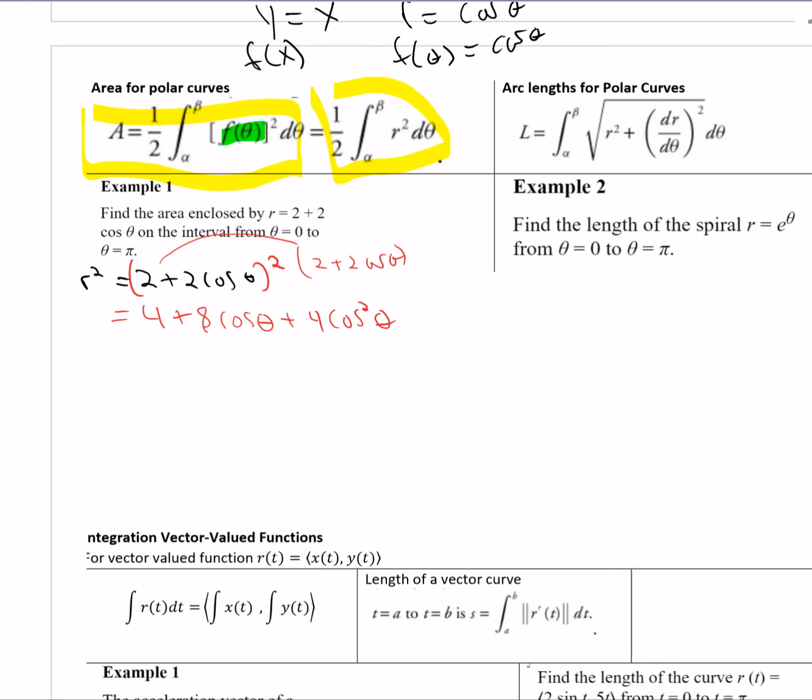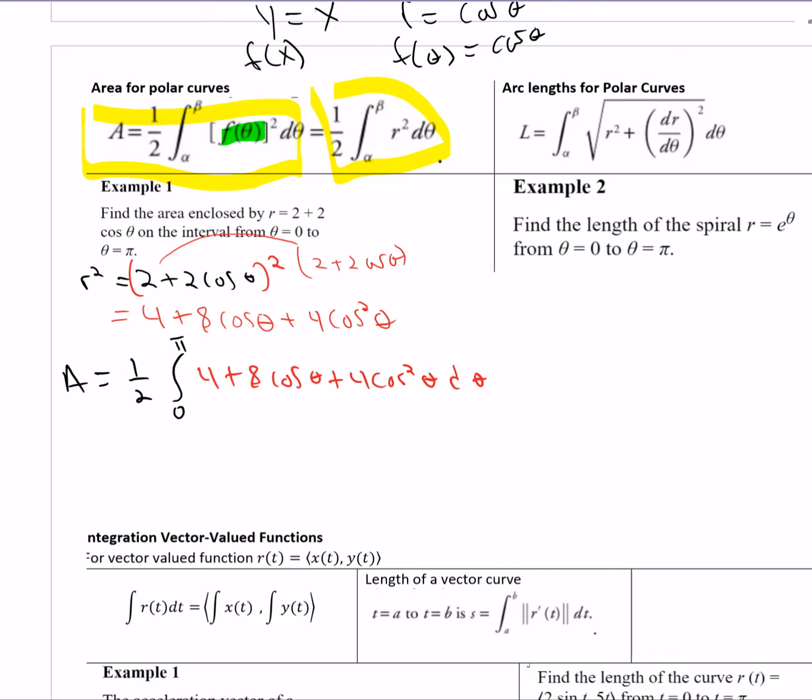So that's r squared. So now we can say, okay, well, the area is going to equal 1/2 of the integral from 0 to pi, right? Those are the limits they gave us, of the radius squared. So of this thing, we already found the radius squared is this, with respect to theta. And then, if you have a calculator, you integrate it on the calculator while you're in polar mode, right? Make sure you're in polar mode for that. If you don't have a calculator, then you have to try to do this by hand.